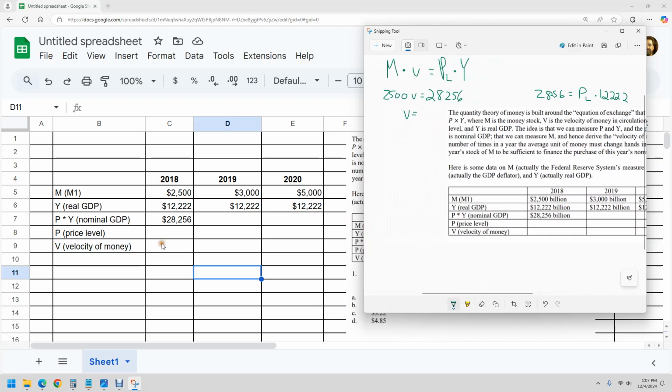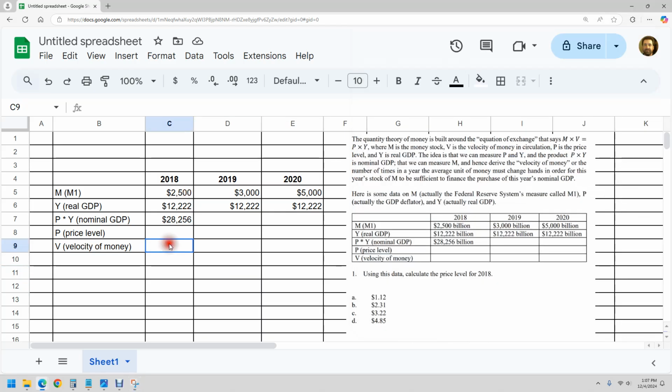So it would be this divided by this. So I'm going to go in and type equals, and it would be this, which is the nominal GDP, divided by the money supply. That gives us the velocity. So it's 11.3. And if you wanted to, you could copy that, or I'm just going to write it right there. And then the price level.